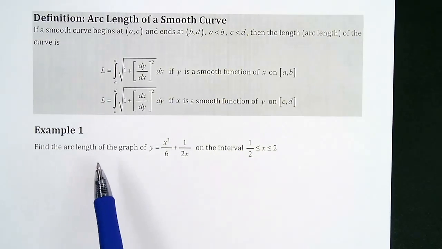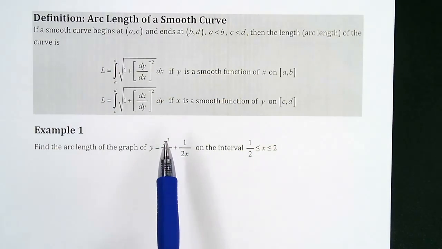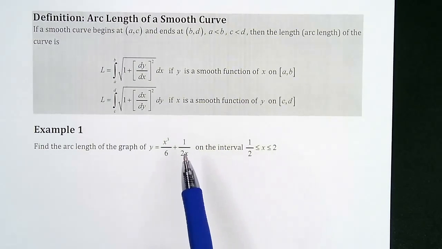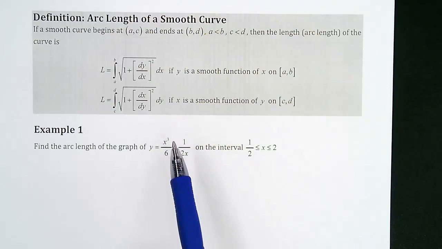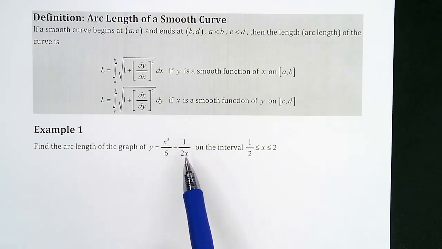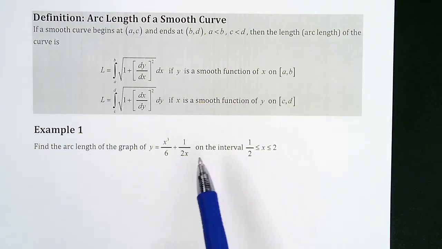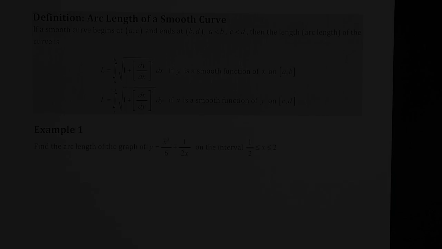So find the arc length of the graph of y equals x cubed over 6 plus 1 over 2x, and we want to do this on the interval from 1/2 to 2. All right, so this is actually a cubic function, okay? A little bit of problems right here at x equals 0, but if you look over here, we're not finding the length at x equals 0, so we're going to be okay on this. It's going to be a smooth curve, okay? So let's do this problem.